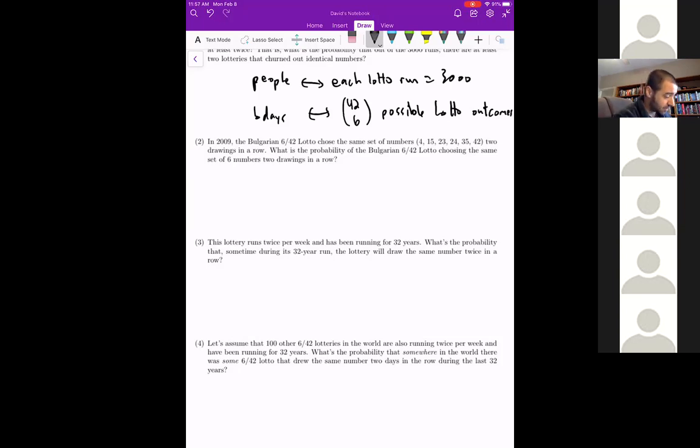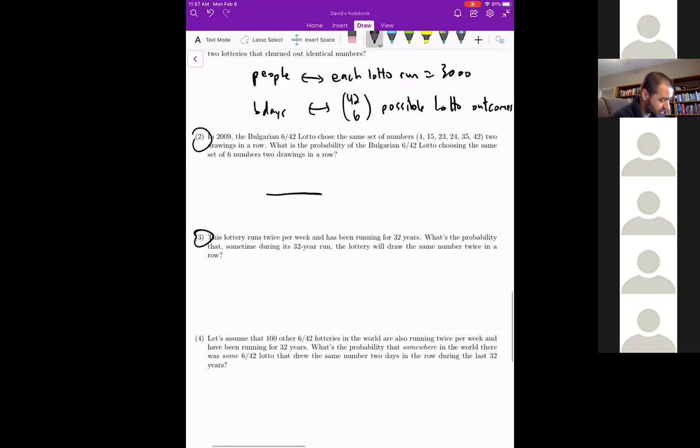I don't know. So let's just ask, just in a vacuum, what's the probability of choosing the same set of numbers 2 days in a row? Sorry, this is not complementary probability. We're going to use this number 2 to do number 3. And then I'm not sure if we'll have time to do number 4, because I do want you guys to try a couple of homework questions.